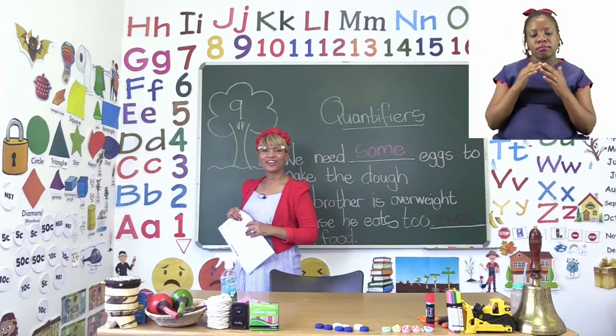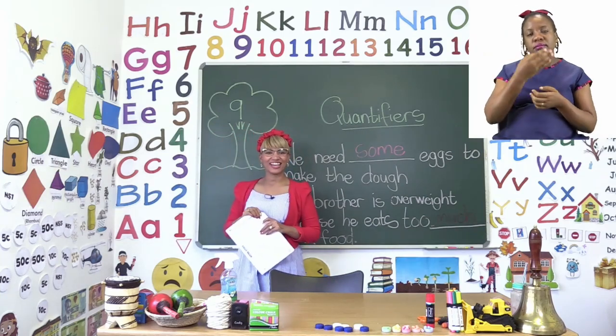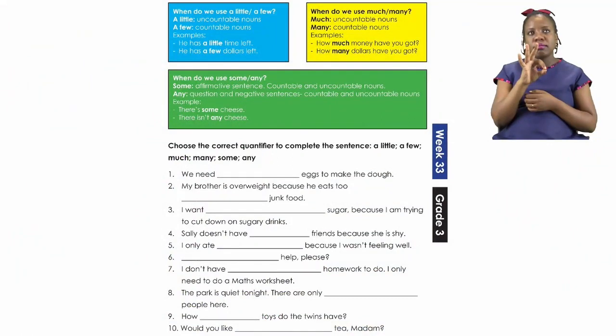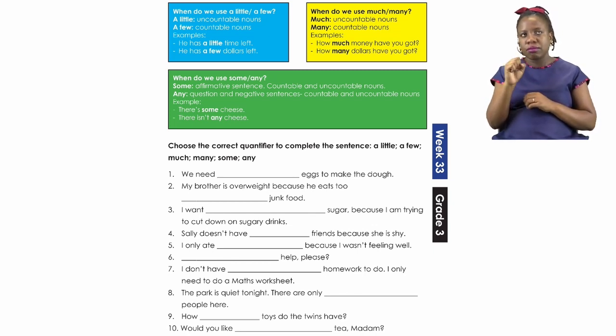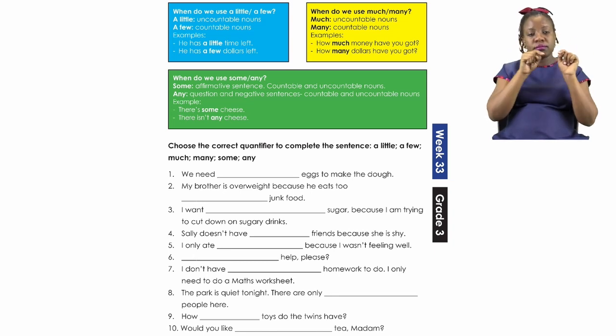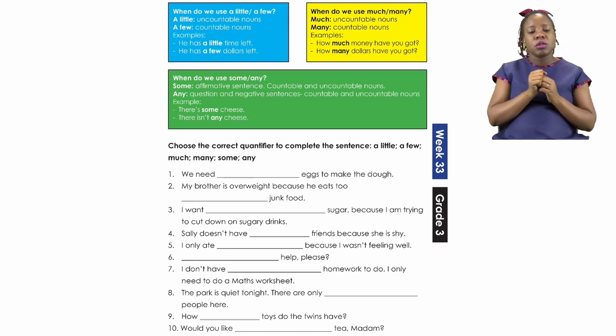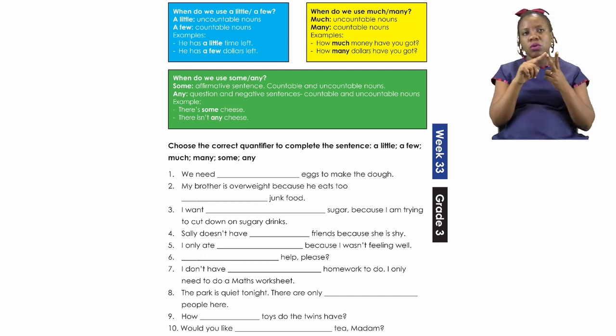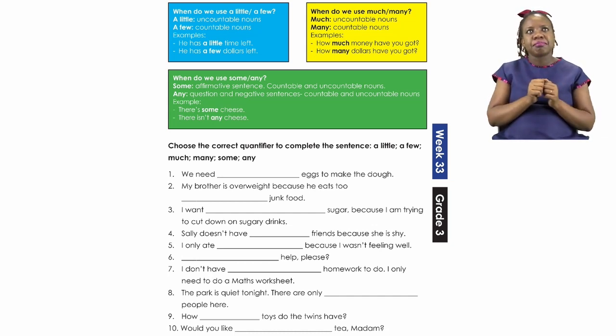Let's start this part of our lesson on page 9. Now here on page 9, we are going to do quantifiers. Now let's quickly look at the instructions there. So in the blue block, it says when we use a little or a few, and then it shows us how to use the words a little or a few. A little is used for uncountable nouns and a few is used for countable nouns.